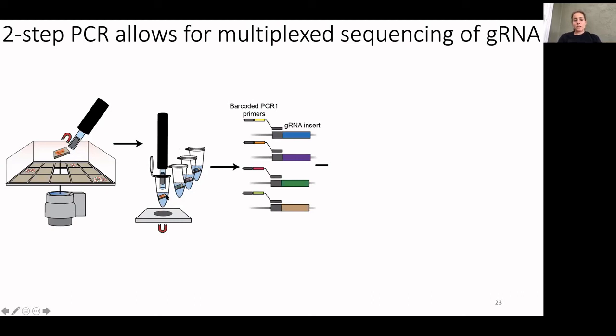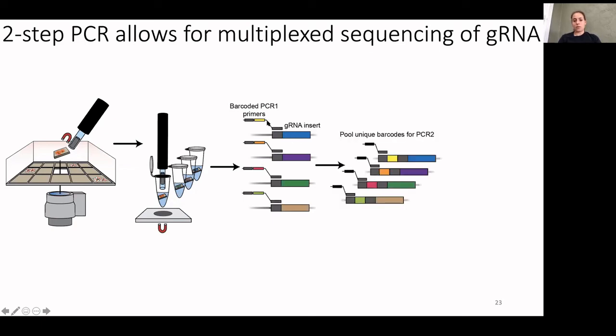So what we then did is we took these rafts that were isolated into DNA lysis buffer, and we performed a 2-step PCR using barcoded primers to be able to use next generation sequencing and then deconvolute what guide RNA was infected in each colony, where we have a unique barcoding system to be able to match that back up to the original colony that we collected.